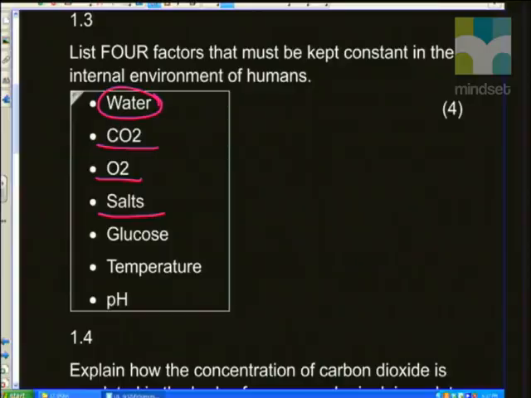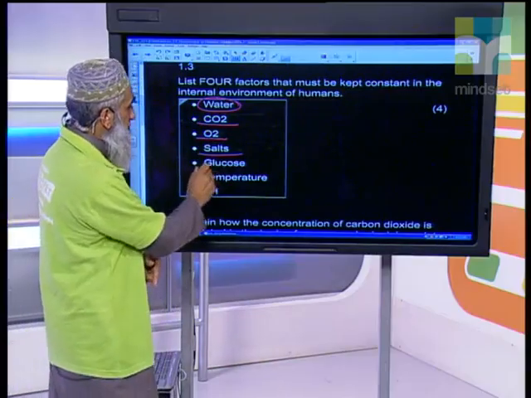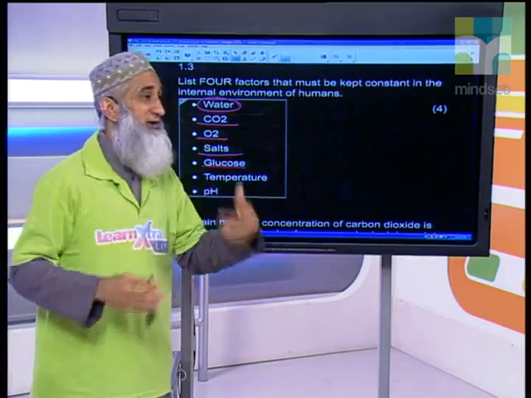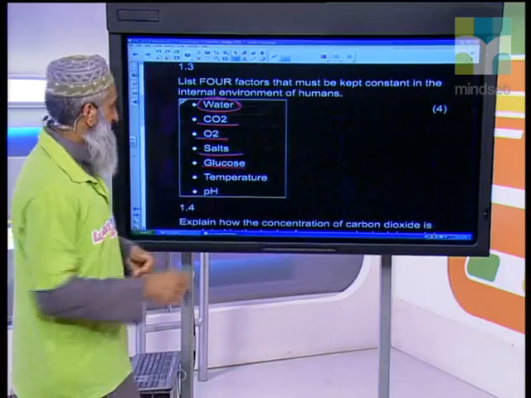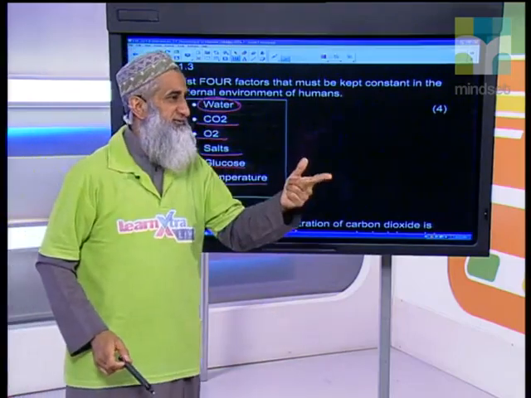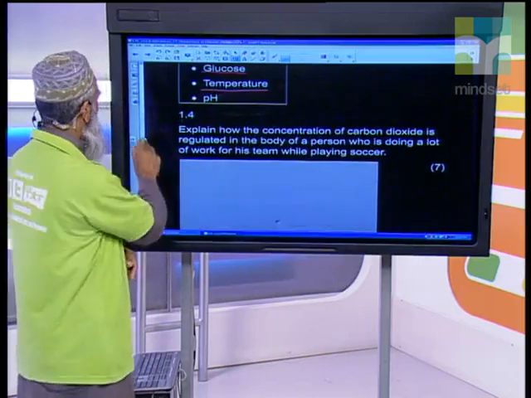Salts, if there's too much salt in the body, the water potential of the tissues will be too high, you won't reabsorb water, and vice versa. Glucose, if there's too little glucose, you won't have enough energy. If you have too much glucose, you have sugar diabetes. Temperature, if temperature rises too much, it's going to affect what again? Enzymes, because high temperatures denature enzymes, and low temperatures inactivate them temporarily. The same goes with pH, we spoke about that. Good.